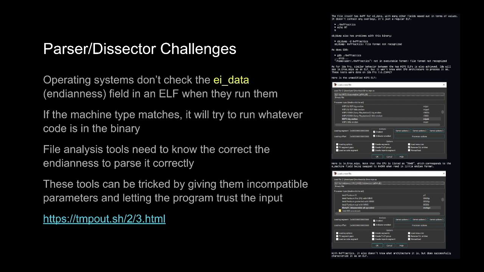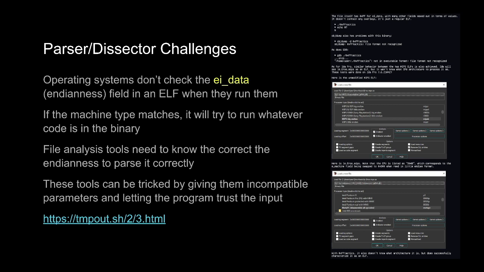But that's not really good from a dissector or parser perspective, because all these other metadata fields that you want to know are still present, and they're still useful for you to understand the binary. But because there are discrepancies between what is actually needed to run the file versus what data is stored in the file, that can lead to issues here.